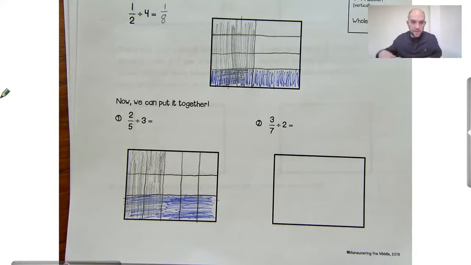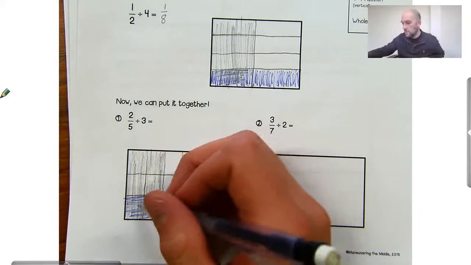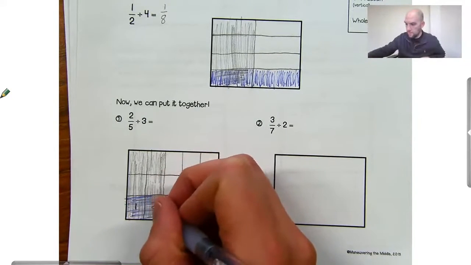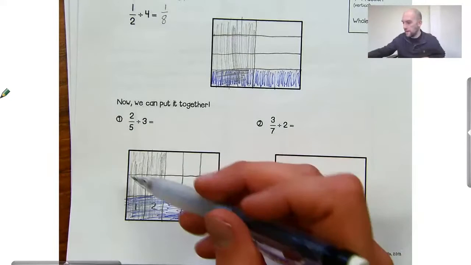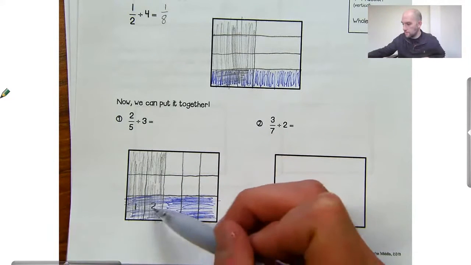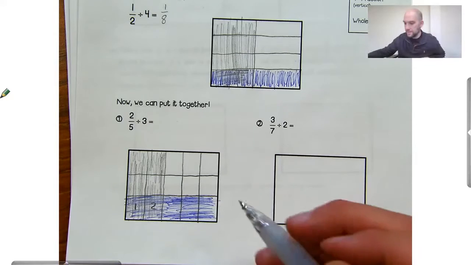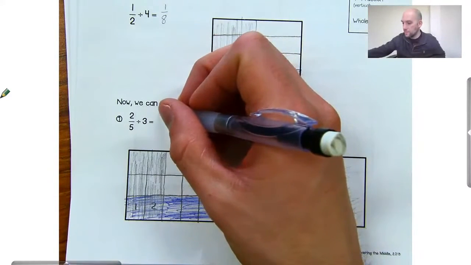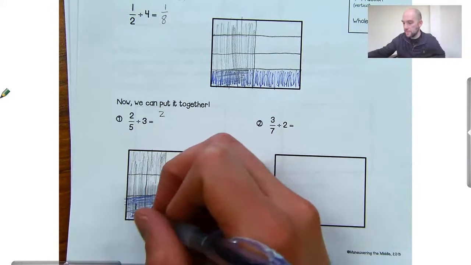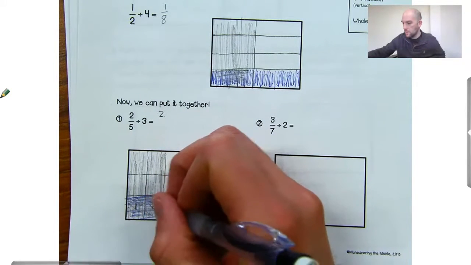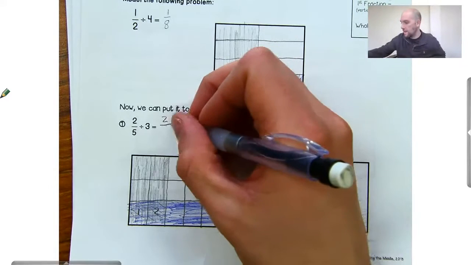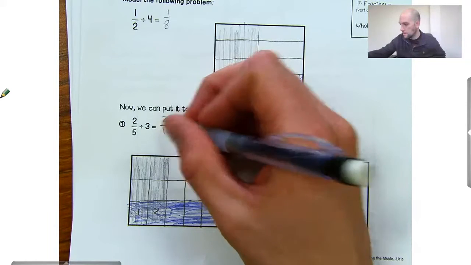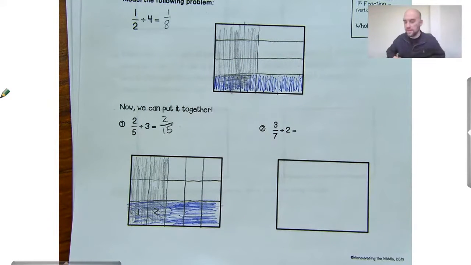And the pieces that are shaded both in pencil and in blue pen, which are these 2 pieces right here, we have 2 out of 3 times 5, 15 pieces all together. So 2/5 divided by 3 is the 2 shaded pieces over 15, 2/15. And that's how we'll find our answer.